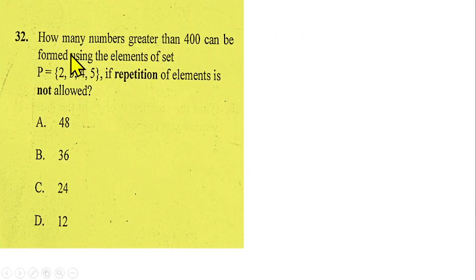Question number 32. How many numbers greater than 400 can be formed using the elements of set P having 2, 3, 4, 5 if repetition of elements is not allowed? So of course that means you are looking at numbers greater than 400. That means this 400 must be stationary. Then the remaining 3 numbers will be rearranged, shuffled without repetition. So which is talking about 4 permutation 3.